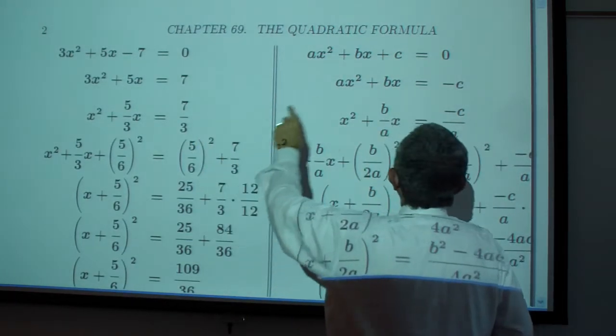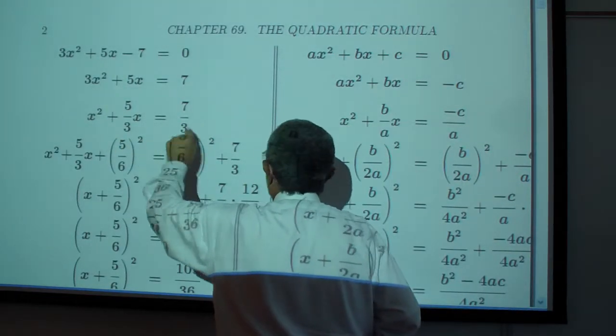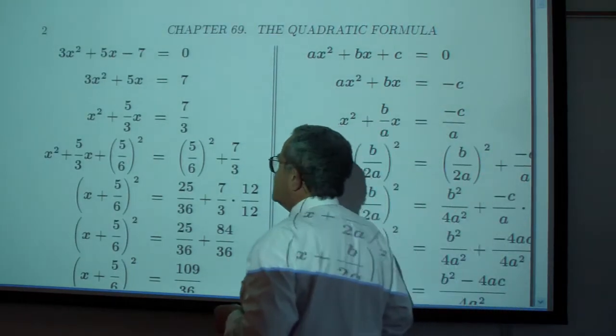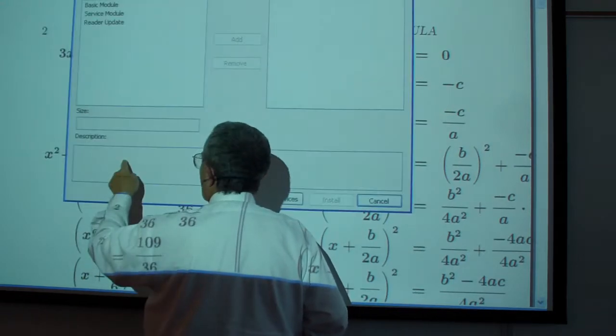Get 7 to the other side, subtract c from both sides. Get 1 times x squared, divide by 3. Get 1 times x squared, divide by a. Complete the square. You need 1/2 of this here, and that quantity squared.